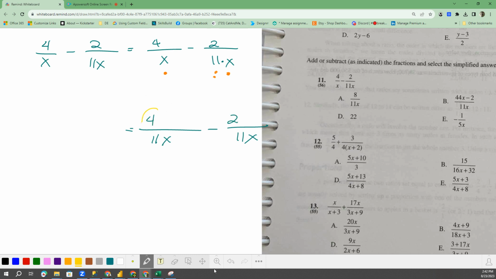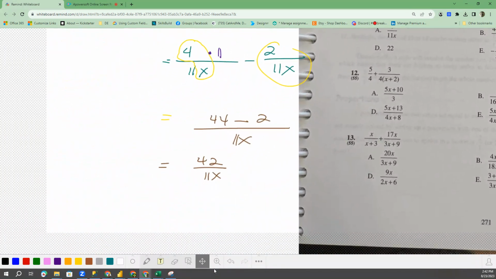Okay, so 4 over x. So that means this one needs to be multiplied by 11. And then this one is 2 over 11x. That's the same thing. So therefore, we can just combine the denominators, 11x, and write the top. 4 times 11 is 44 minus 2. So that's going to be 42 over 11x. And I think you should get that.